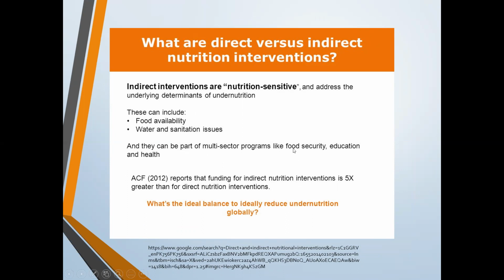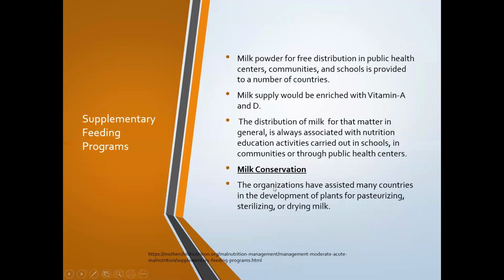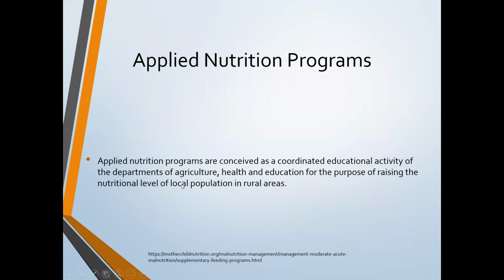And they are part of these multi-sector programs. For example, if there is a food security program, education and health, these are integrated with these programs, and different interventions are done at different levels. There are several programs being run under these, and interventions are being done for improvement of nutrition. There are supplementary feeding programs, as well as applied nutrition programs.